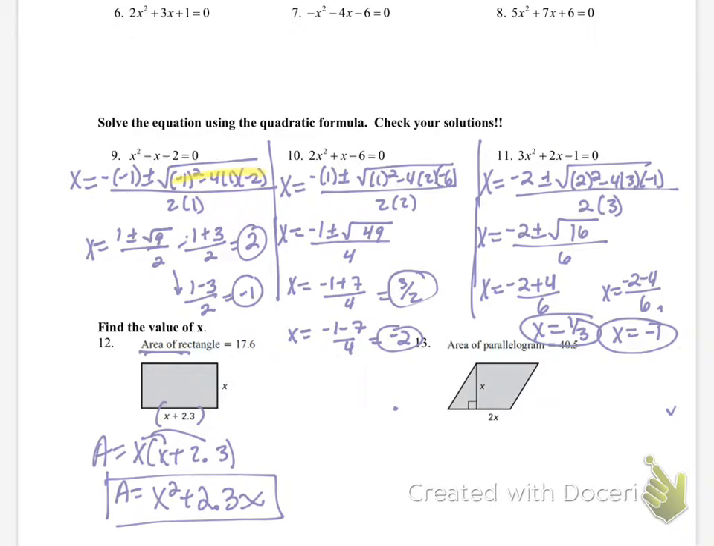Okay. The area of a parallelogram, if you recall from last year, is base times height. The base is this whole side. It's whatever the altitude is perpendicular to. So area is 2x, height is x. So this one is just 2x squared. And that's all.